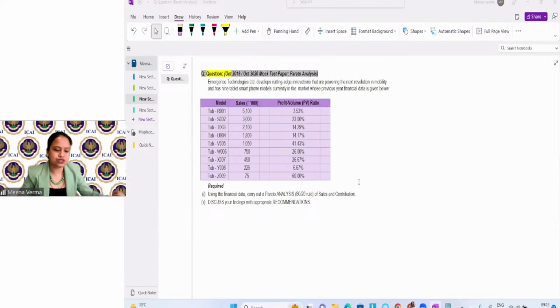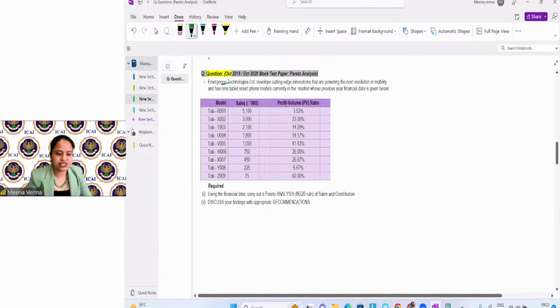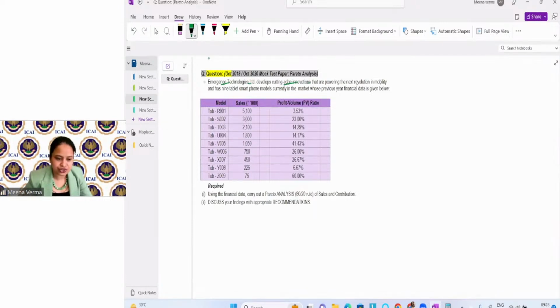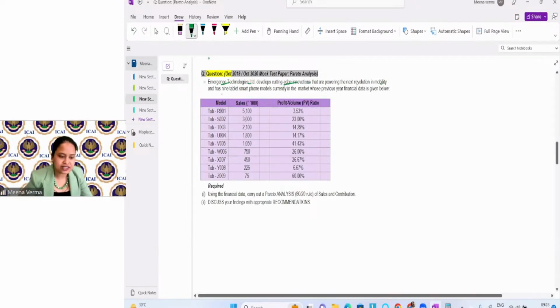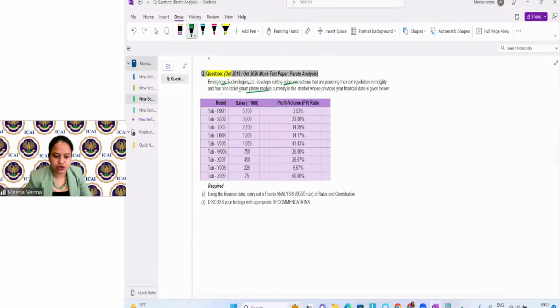So let's do this question. So what is this question? Emergence Technology Limited developed cutting-edge innovations that are powering the next revolution in mobility and has 9 tablet smartphone models currently in the market, whose previous year financial data is given.